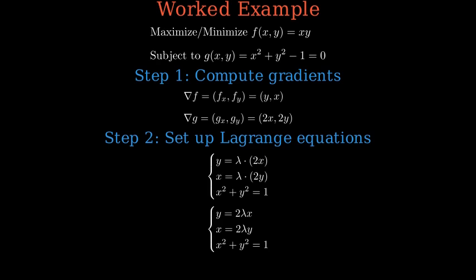Now, we substitute into our constraint. If y equals x, then 2x squared equals 1. So x equals plus or minus 1 over square root of 2. And y has the same value. If y equals negative x, we also get x equals plus or minus 1 over square root of 2, but now y equals negative x.